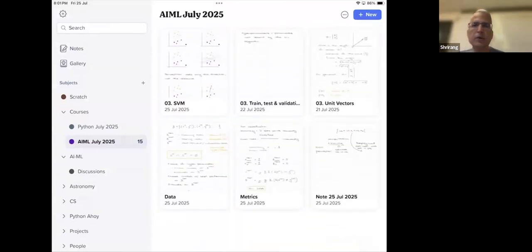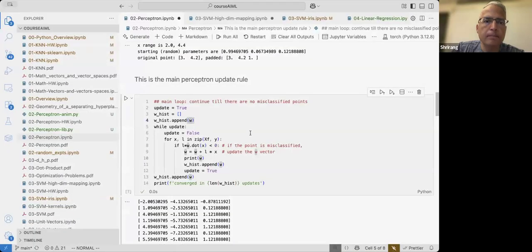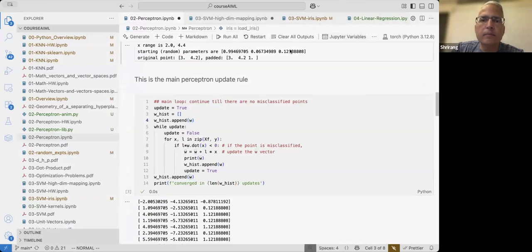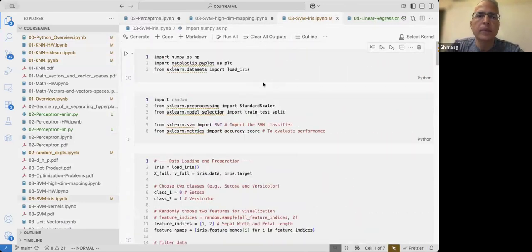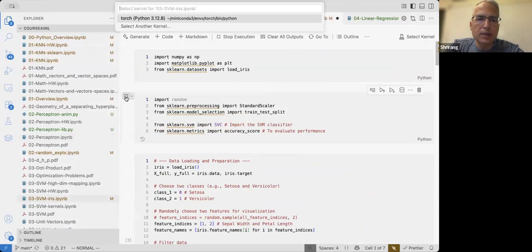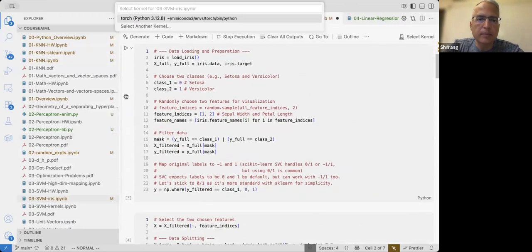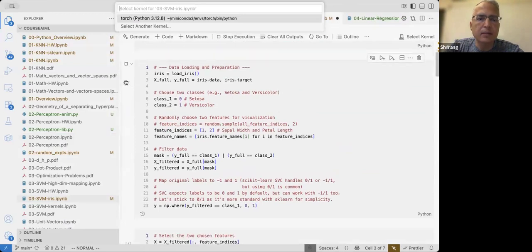So now I'm going to switch back over to code. And we are going to look at, so I'll show you the, yeah, this is just setting everything up.